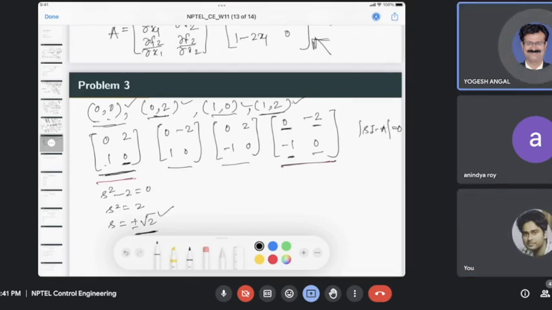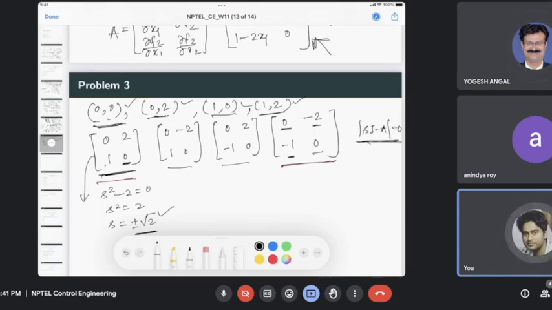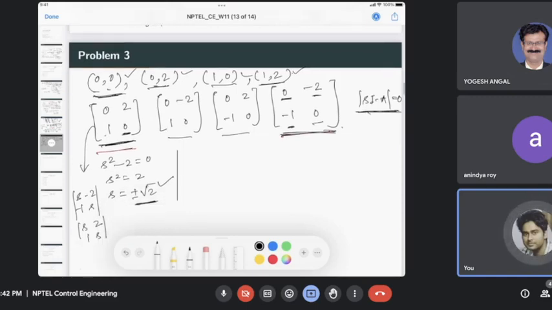Here you have to consider A as the individual matrix for each equilibrium point. We compute the determinant of sI minus A. From the first case it is the determinant of [s, -2; -1, s], so it is s square minus 2 equal to 0. For this case also it is the same thing, just [s, 2; 1, s], so that will also give the same result.